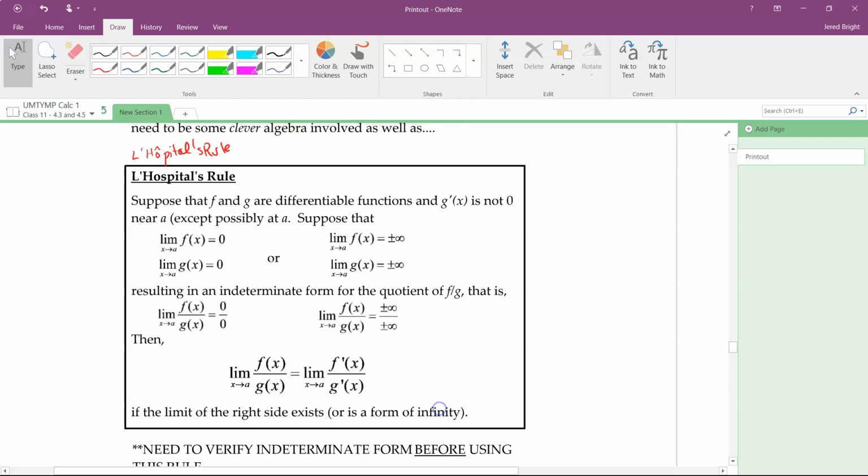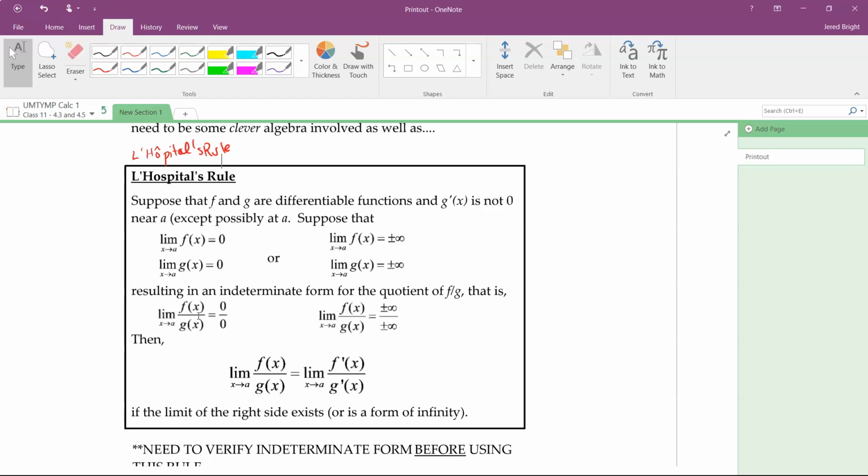But the idea with L'Hopital's rule is that you have f and g as differentiable functions, and we have to have g of x not equal to 0. When we look at their limits individually at or near a, they are either 0 or a form of infinity. And then we look at the ratio of them. Typically when we work with L'Hopital's rule, it is going to be a ratio, but it doesn't need to be.